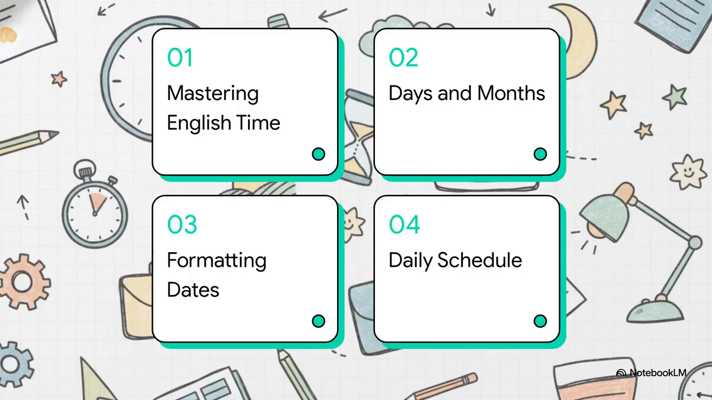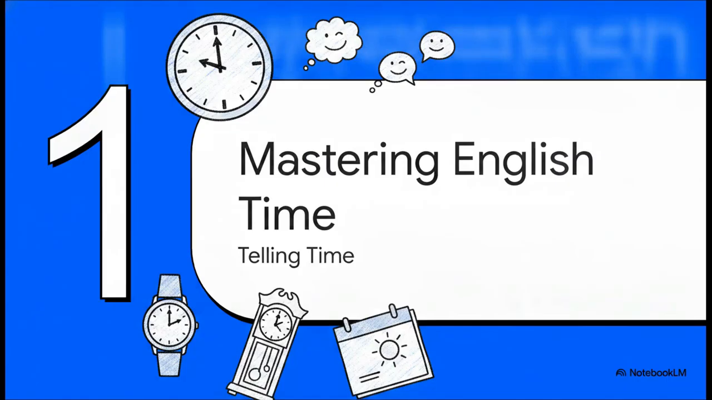So, here's our game plan for today. First, we'll master English time. Second, we'll cover days and months. Third, formatting dates. And fourth, mapping out your daily schedule. Okay, part one, mastering English time.